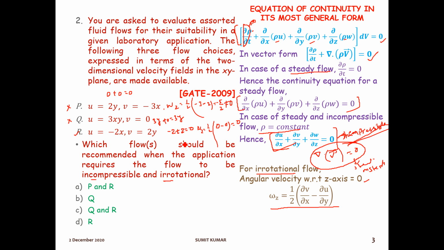So here both the equations are satisfied. It means it is incompressible and irrotational flow both. Okay. So this R velocity field is incompressible as well as irrotational. So the correct answer will be option number D, that is R.